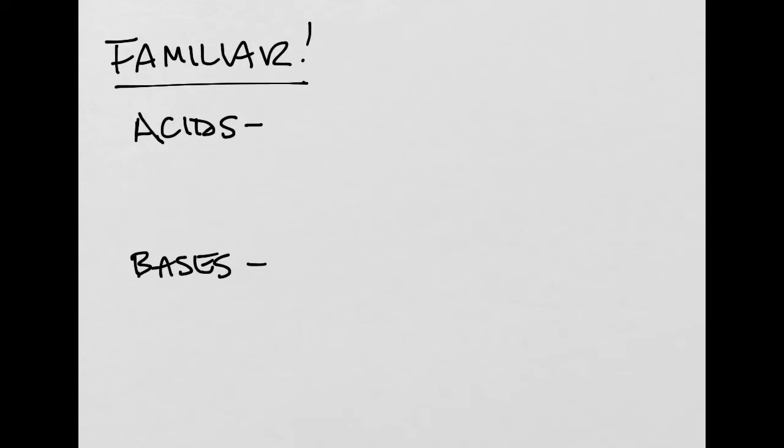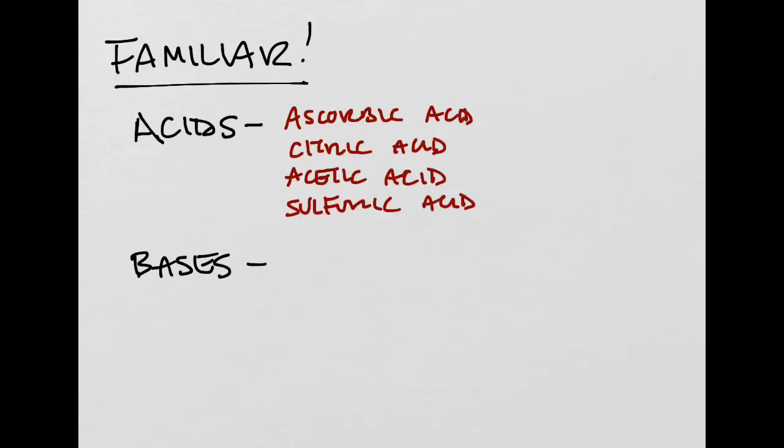Okay, so acids and bases are things that you've dealt with all your life, but you may not have known that these things were necessarily acids or bases. For example, each of these four acids are found in fairly common household items. Ascorbic acid is also known as vitamin C. Citric acid is the acid that you find in things like oranges and lemons and limes. Acetic acid is also known as vinegar.